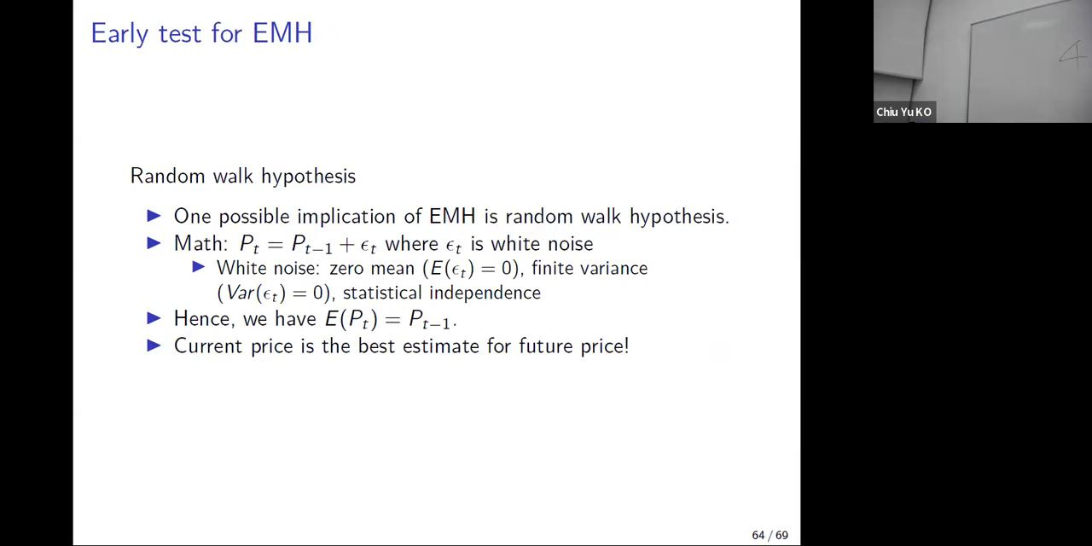And there are some early tests of the efficient market hypothesis. One of them is called the random walk. The extreme example, if I look at the math, is saying that for the future price, the best predictor is the past price. It's saying that the stock price is like a random walk. What's a random walk? Imagine that I drink a lot of beer, okay? I get drunk, and then the price is going to be left or right, up or down, right?